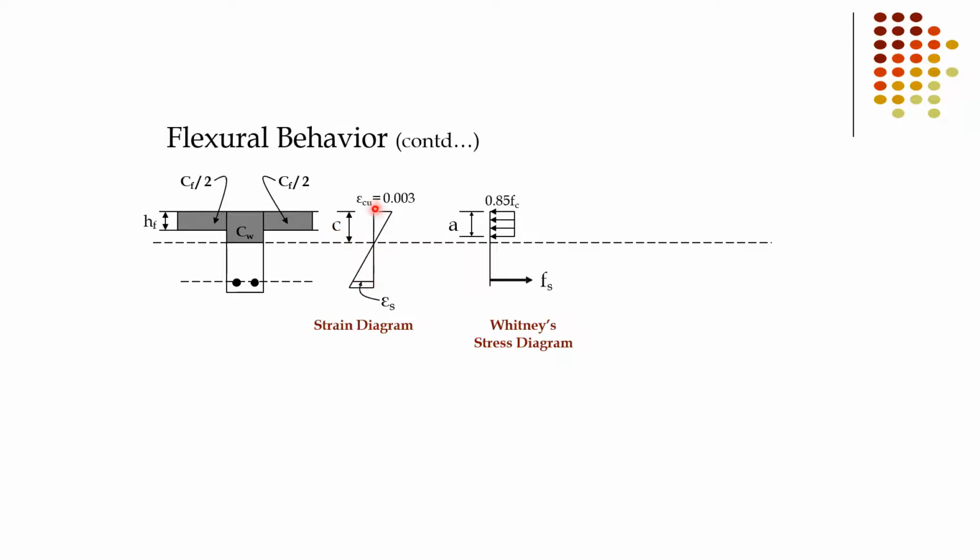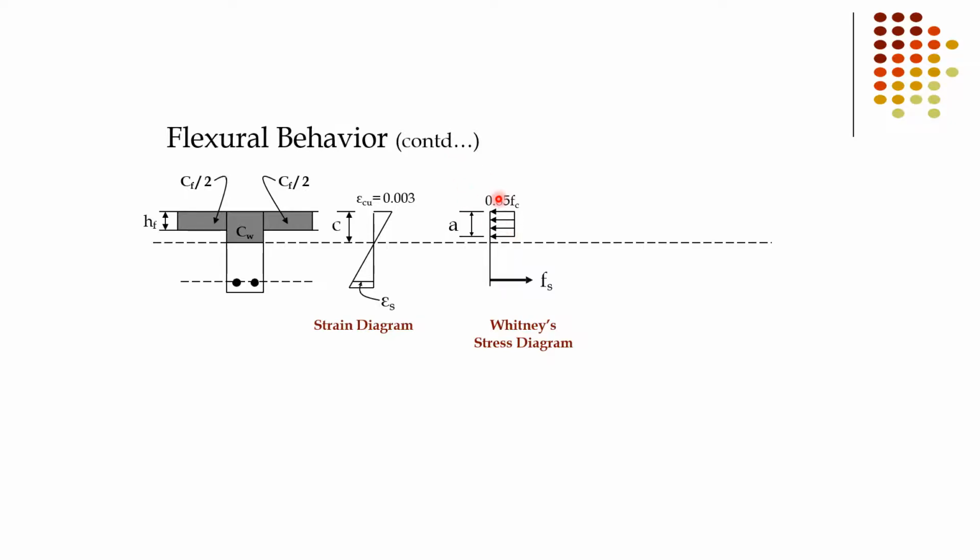That is the strain diagram. At the top of the concrete, the strain will be 0.003, and at the bottom is the strain in steel. And that is the Whitney stress block diagram. We have to convert the concrete stress into an equivalent stress block diagram for the analysis. Here is the neutral axis depth, that is C, and that is the equivalent depth of the stress block diagram, that is A, the Whitney's depth.